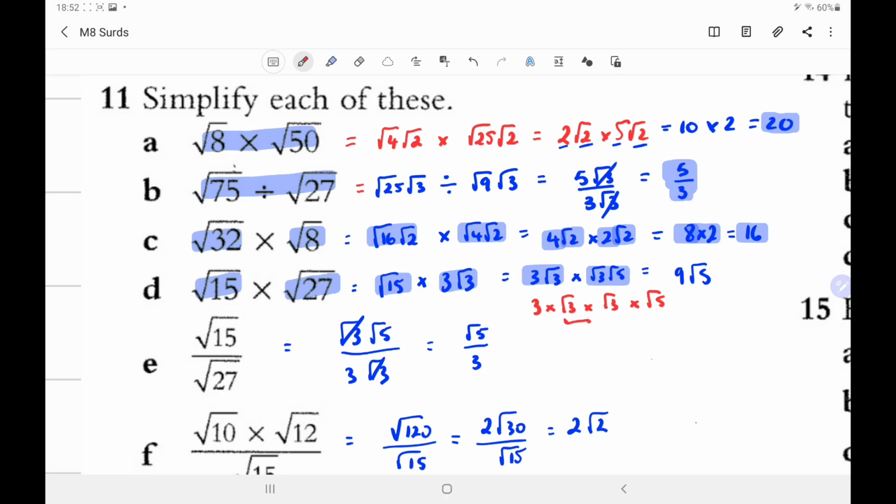Now, these two things here, root 3 by root 3 gives us 3. So that becomes 3 times 3 times root 5, which is 9 root 5.